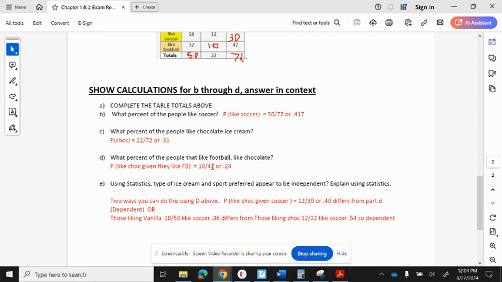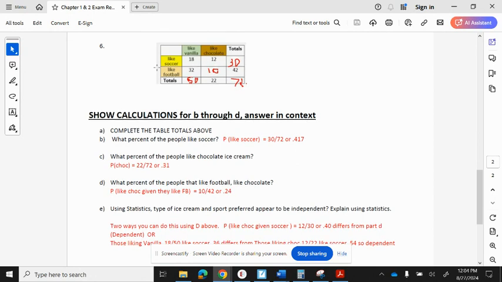What percent of the people that like football? Now, liking football, all your numbers have to come out of this row. So the 32, 10, and the 42, those are the only ones you could be using. It says what percent of the people that like football like chocolate. So now in that row, the ones that like chocolate are 10 out of the 42. So we take 10 divided by 42, get 24. Again, context point, fraction, answer.